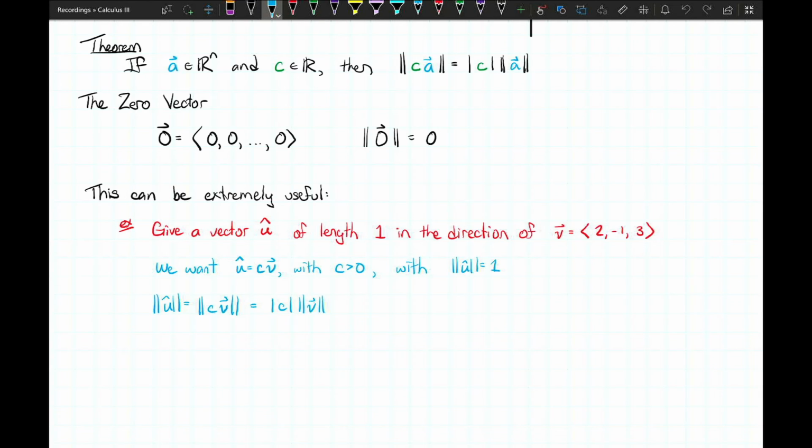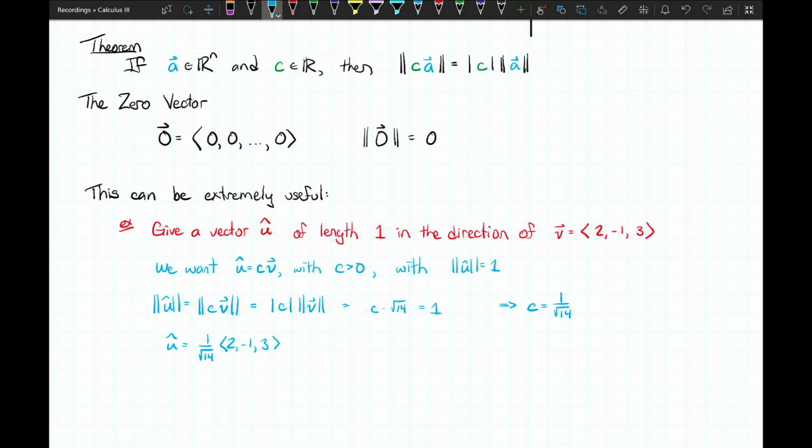We can calculate the norm of the vector 2, -1, 3 using the formula, and that gives us the square root of 14. So the norm of u hat is equal to c times root 14. But we want that to equal 1. If c times root 14 is equal to 1, then we can solve for c, and that gives c is equal to 1 over root 14. And once we know that, we can then write out our vector u hat. U hat, remember, is equal to c times v, and that's equal to 1 over root 14 times 2, -1, 3. And this is the vector that we meant to find.